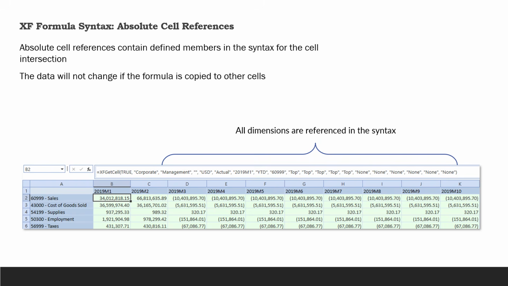Now let's learn something about Excel formula syntax. When you are building XFGetCell formulas using absolute references like this one, you can see I have given all the member names here. So when I copy this formula to another cell, it will not change the data. It will just copy that formula and display the same data.